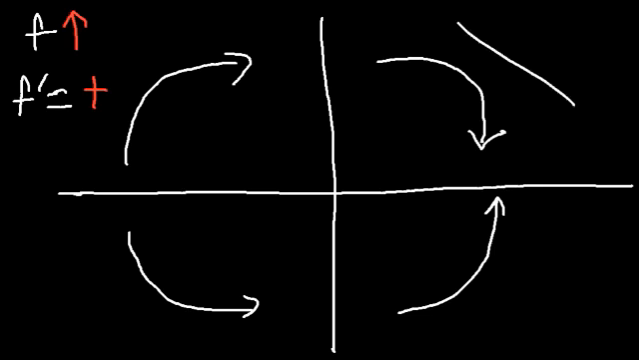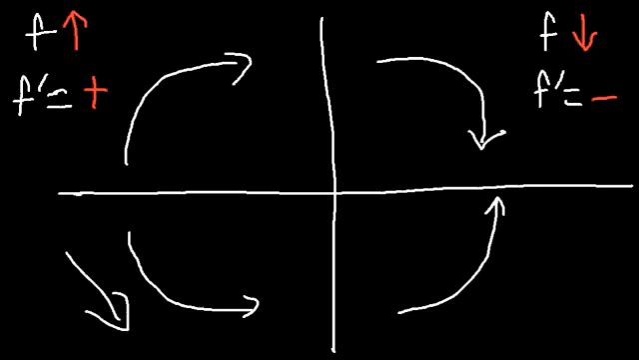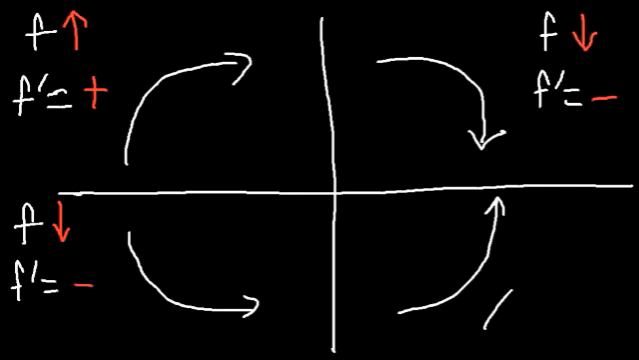Now if you look at the second graph, the function is decreasing as you move from left to right. So whenever the function is decreasing, the first derivative is negative. Now looking at the next one, here the function is decreasing as well. So the first derivative is still negative. And for the last one, the function is increasing. It's going up as we move from left to right. And so therefore, the first derivative is positive.